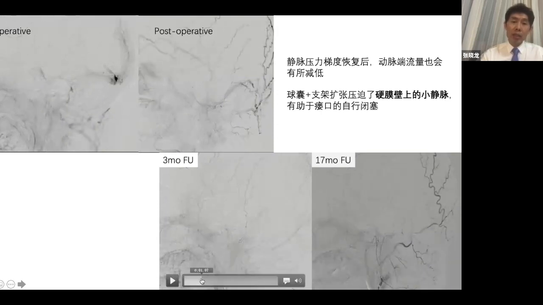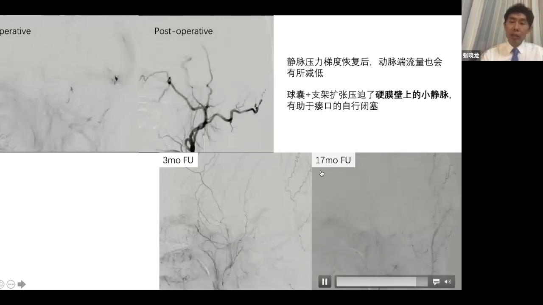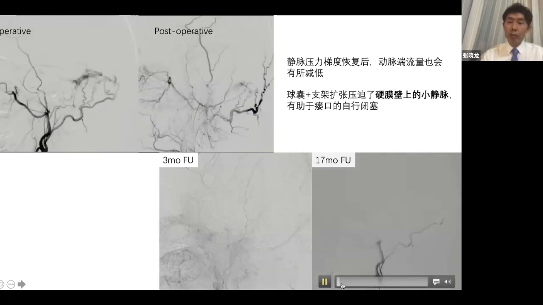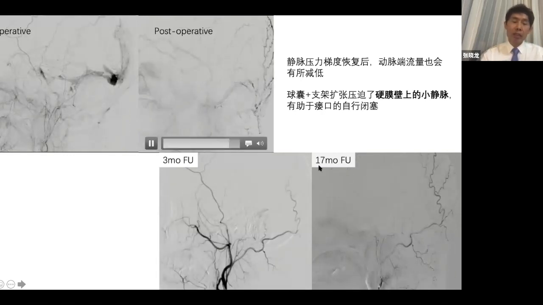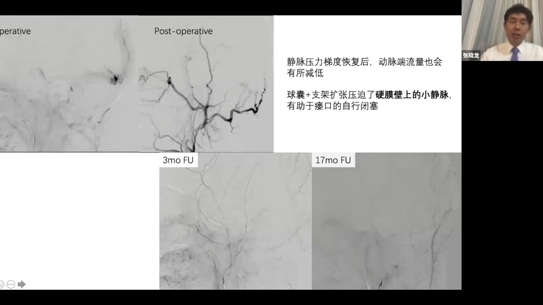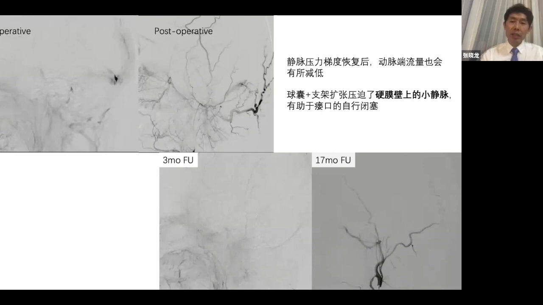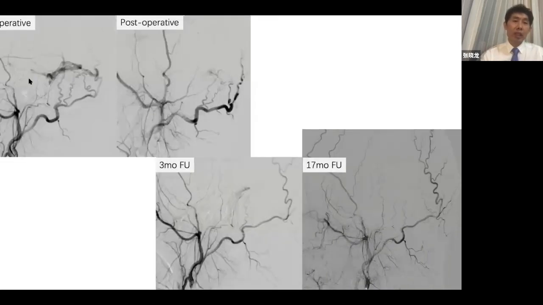But 3 months later, it's much smaller. And 17 months later, at the follow-up, the fistula was totally gone. Certainly, after the operation, we give the medicine, just like the antiplatelet and anticoagulation. And here is the pre-operative, post-operative, 3 months and 17 months follow-up of the ECA.